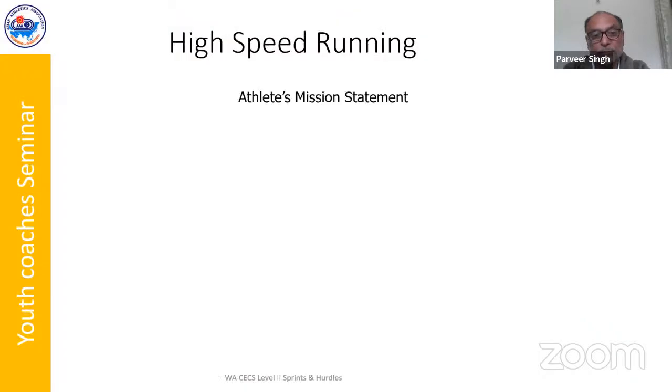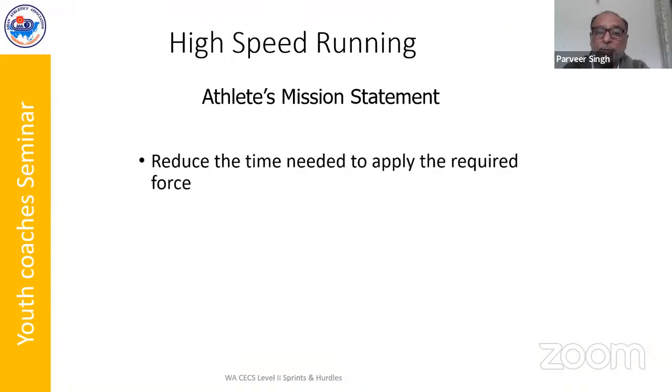So when we say high-speed running, the athlete's mission statement is, the main part is, reduce the time needed to apply the required force. Just like the previous chart you have seen, the contact time, which is the actual time to apply force against the ground, is shorter in the case of an elite athlete. So reduce the time needed to apply the required force.